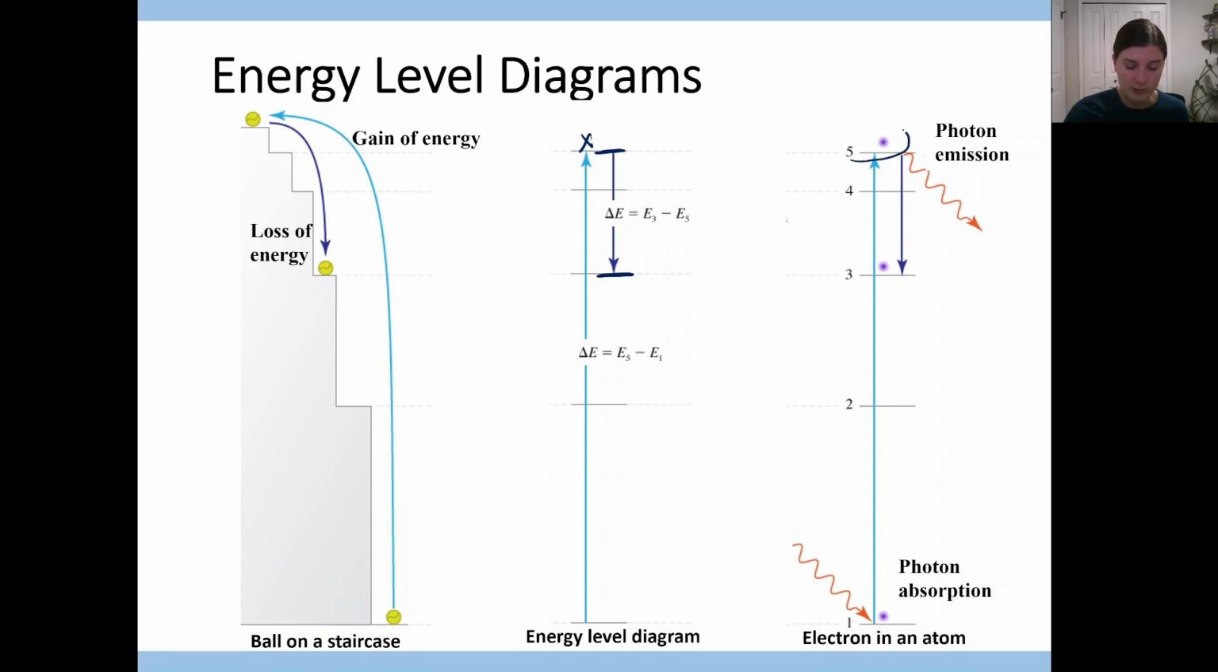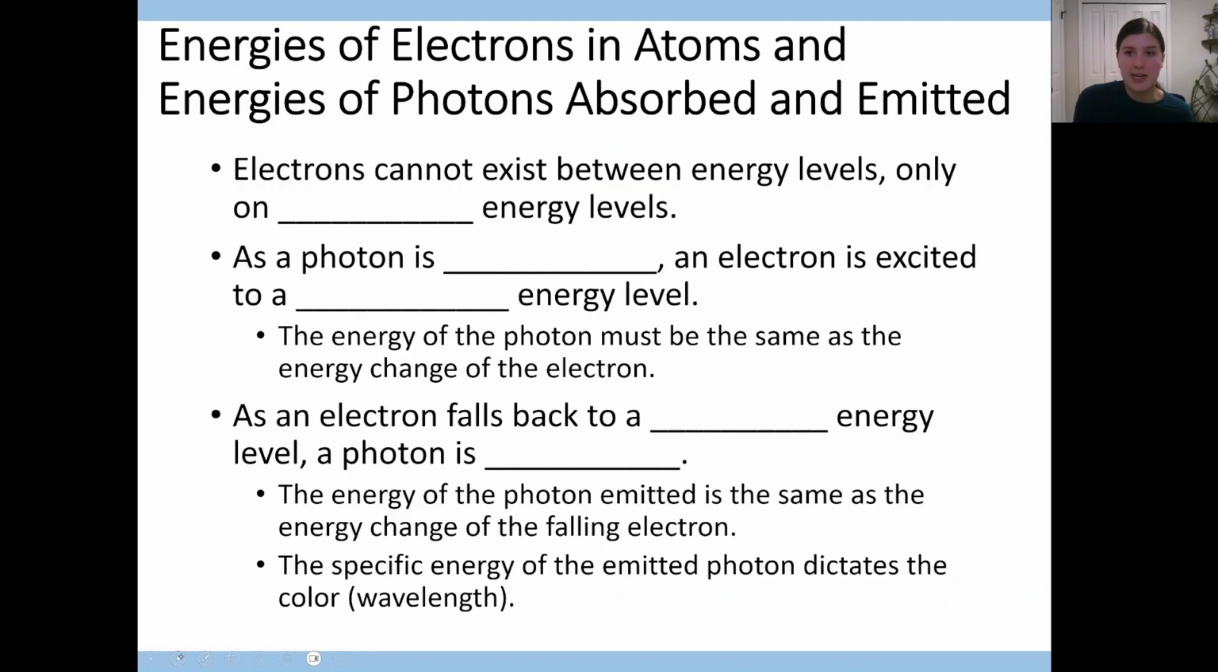This diagram shows it increasing all the way up to the 5th energy state, but it's possible for it to end at the 2nd or end at the 3rd. And then as the electron relaxes back down, it emits energy in the form of a photon. So this is all summarized in text on this slide. Electrons cannot exist between energy levels, only on specific energy levels.